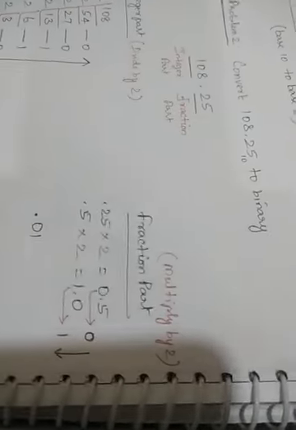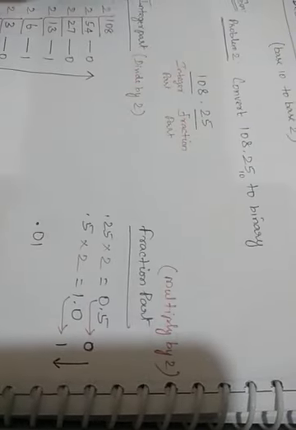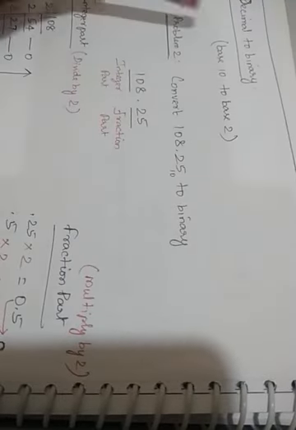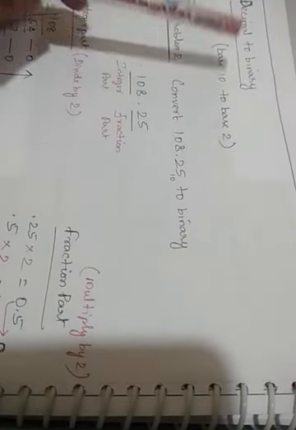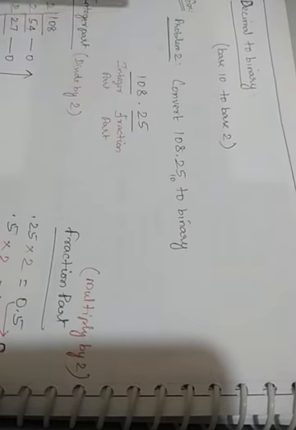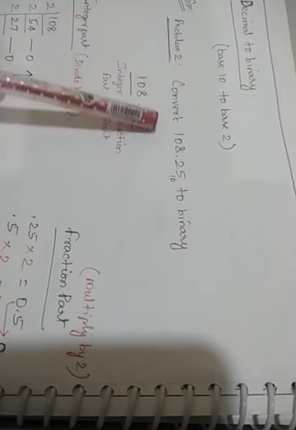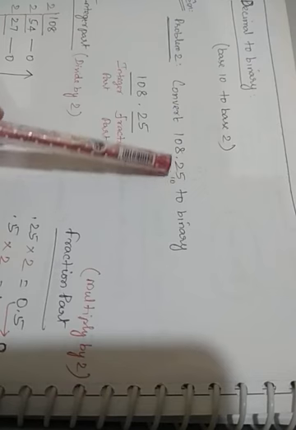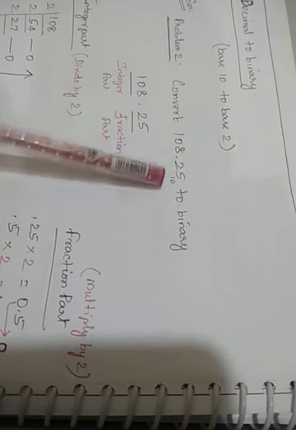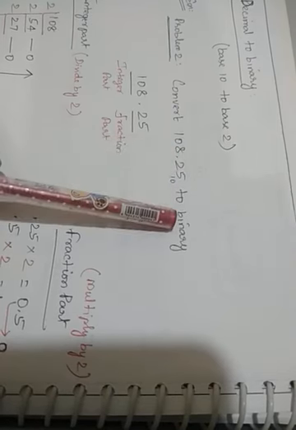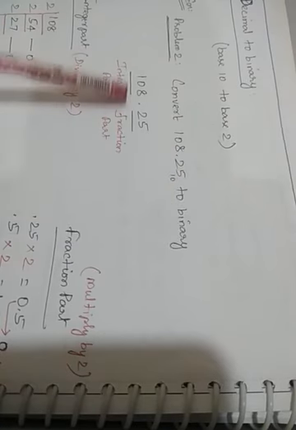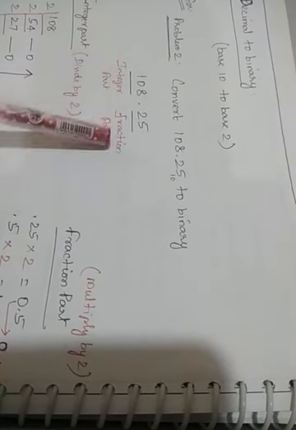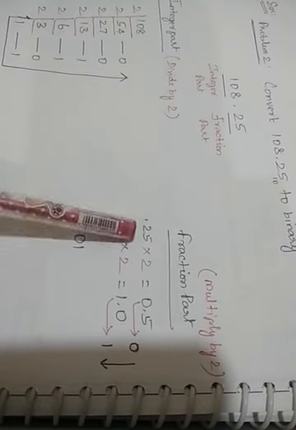We'll see the next problem. Now the second case is converting decimal to binary, that means base 10 to base 2. We'll take an example: convert 108.25 from base 10 to binary. This number is a decimal number, and we should convert it into a binary number. Again the same approach: take the integer part separately, and the fraction part separately.